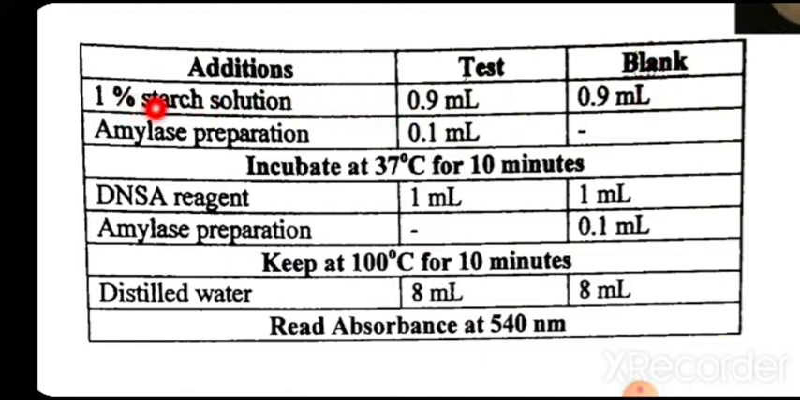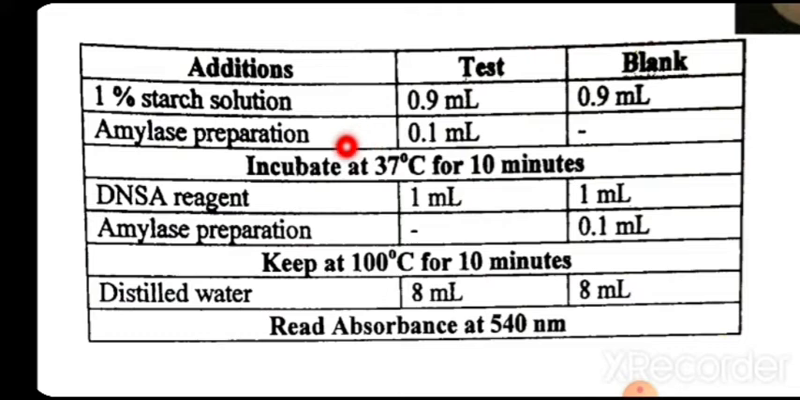Remember that starch is a substrate for the amylase enzyme. Next step is addition of the sample. That means the preparation which is under assay, that is the amylase preparation, the crude extract. So from that crude extract, appropriately diluted, 0.1 ml is added to the tube labeled as test. Amylase preparation is not going to be added in the tube labeled as blank.